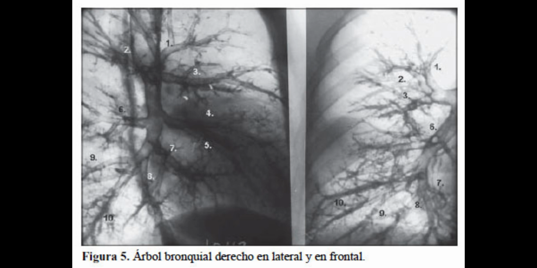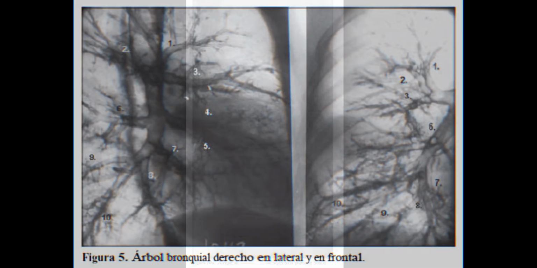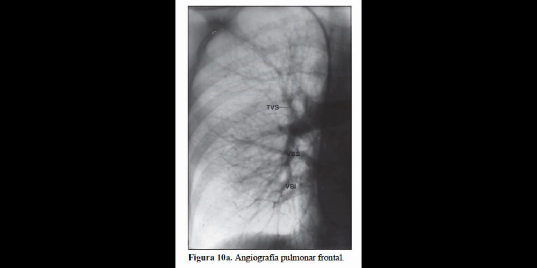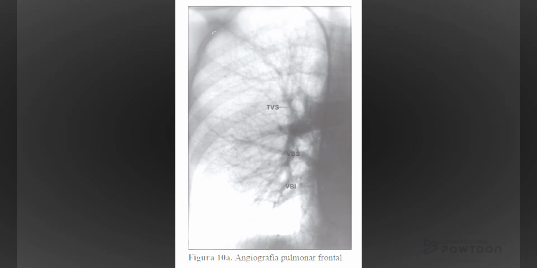finally the posterior basal. It should be noted that the main, intermediate, lower and posterior basal bronchi of the lower lobe practically form a straight axis, with an upper angle in regard to the trachea.